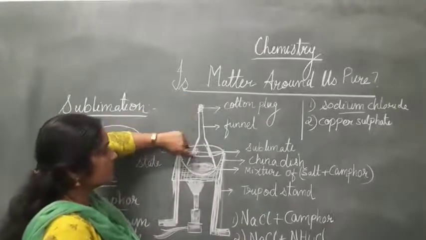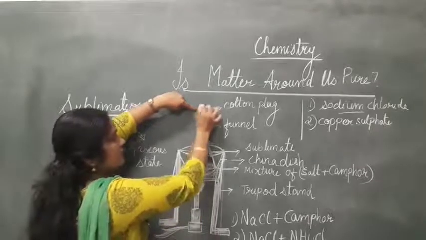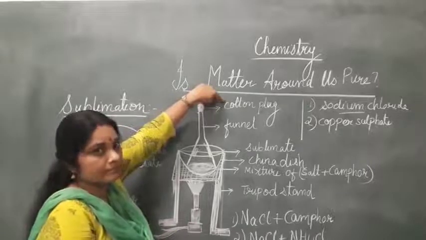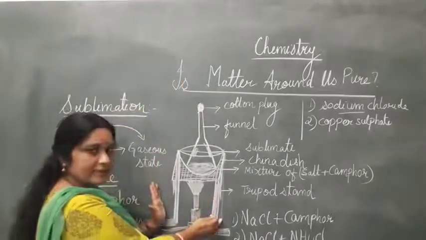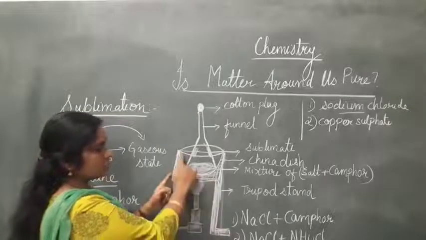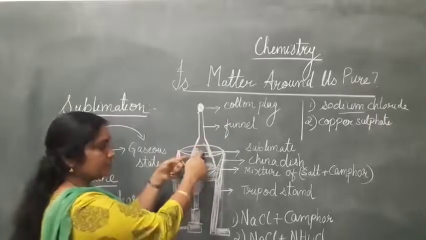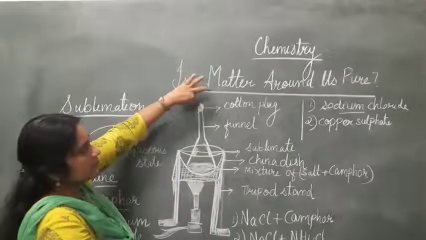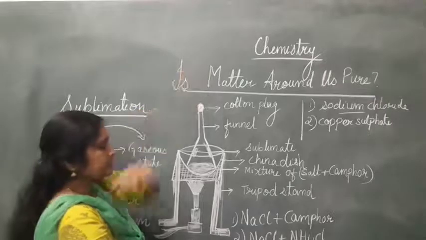So for the substance not to vaporize out, the lower end of the funnel should be plugged with a cotton plug so that the vapors will not escape. So this is the whole experimental setup. You have to take a tripod stand, this is the wire gauze, take a China dish, take a funnel, keep it inverted to collect one of the salts which is getting sublimated, and then keep a cotton plug so the vapors do not escape.